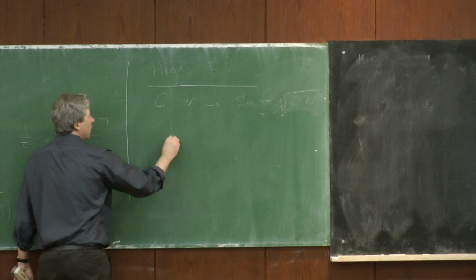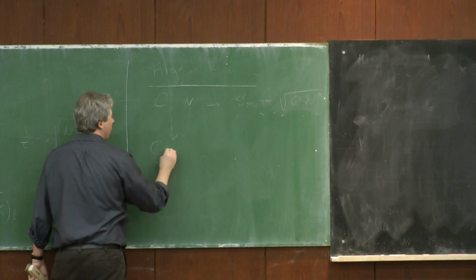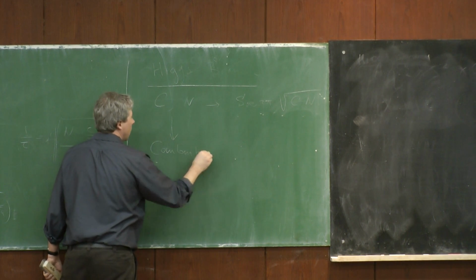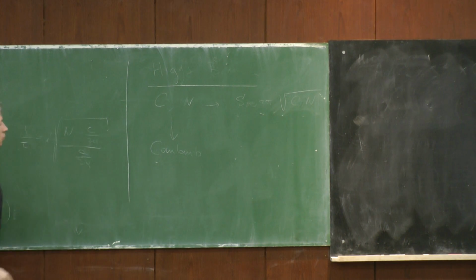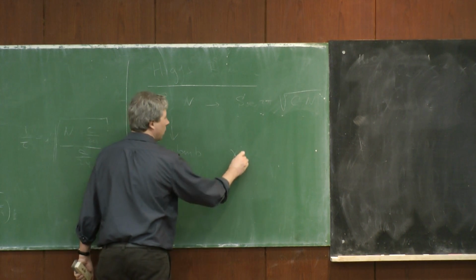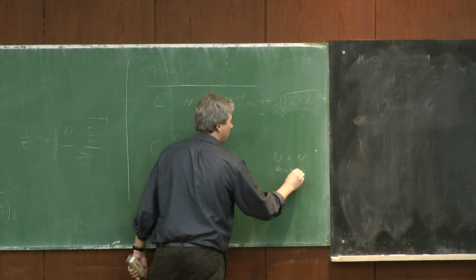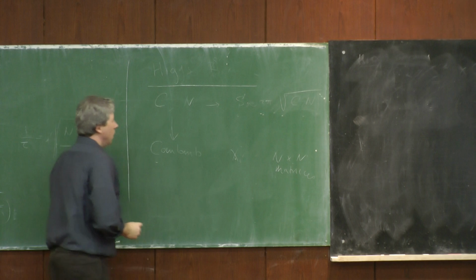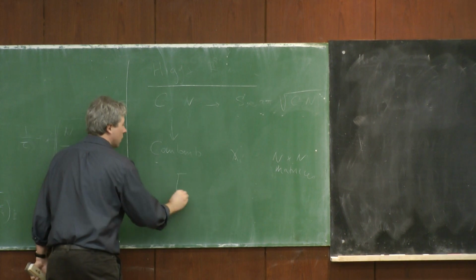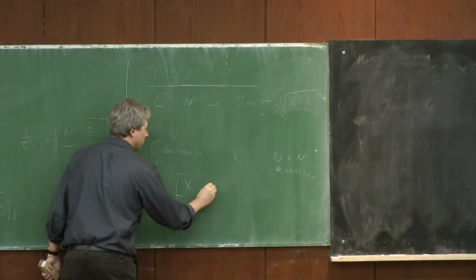Now, I want to think about the Coulomb branch, and the transition to the Coulomb branch goes to the variables x_i, which are n by n matrices. And actually, in the Coulomb branch, I also want these matrices to commute.